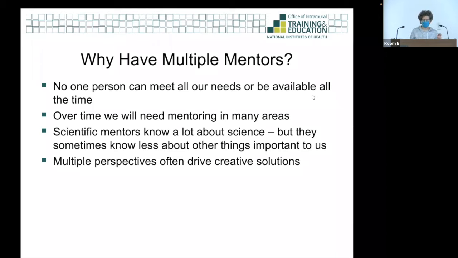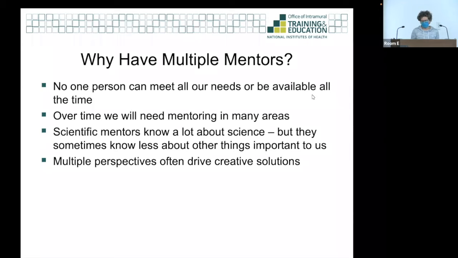No one person can be available all of the time. Over time, our mentoring needs will change. They might be very science related, and then career exploration related, and then something is happening in our life and we're trying to sort out our priorities and we want a mentor to talk with. Our needs change. And when we have a whole team of mentors, we're more likely to find someone who can support us.